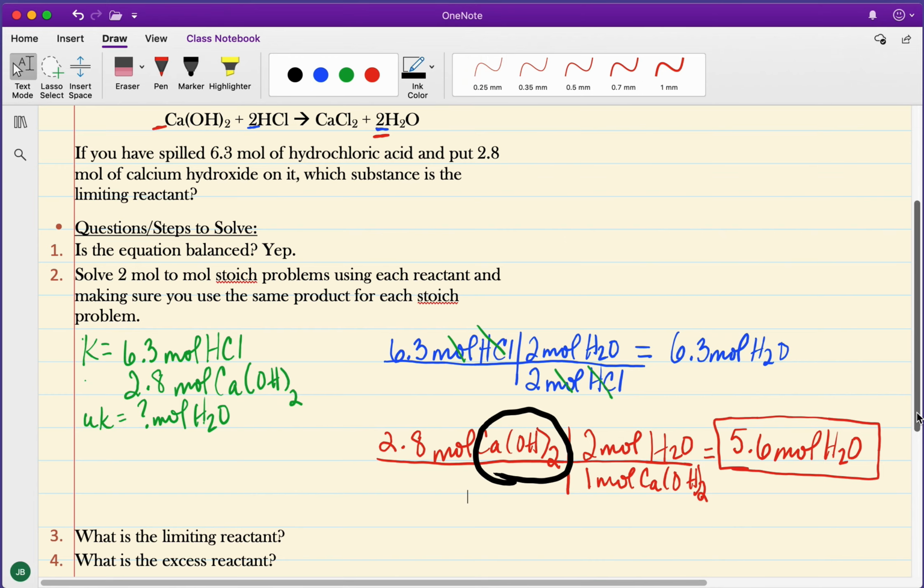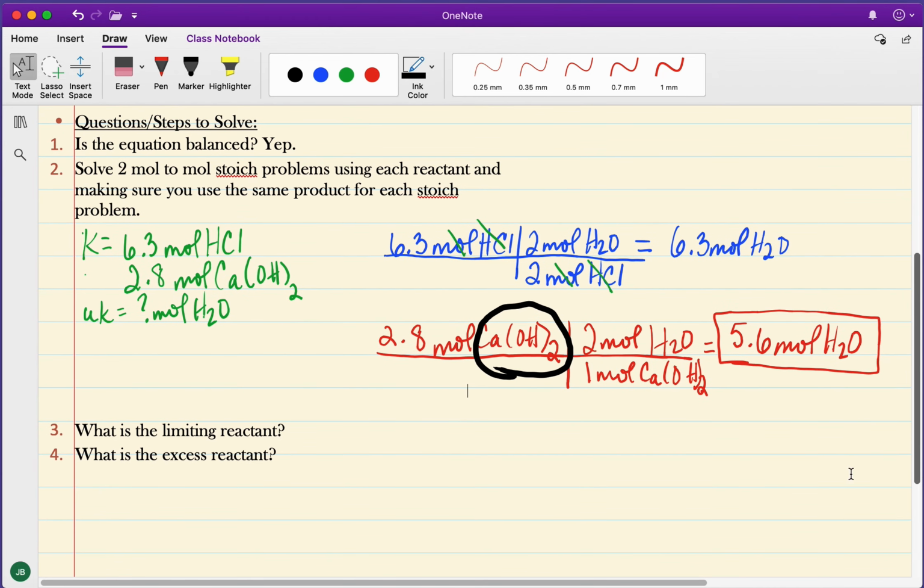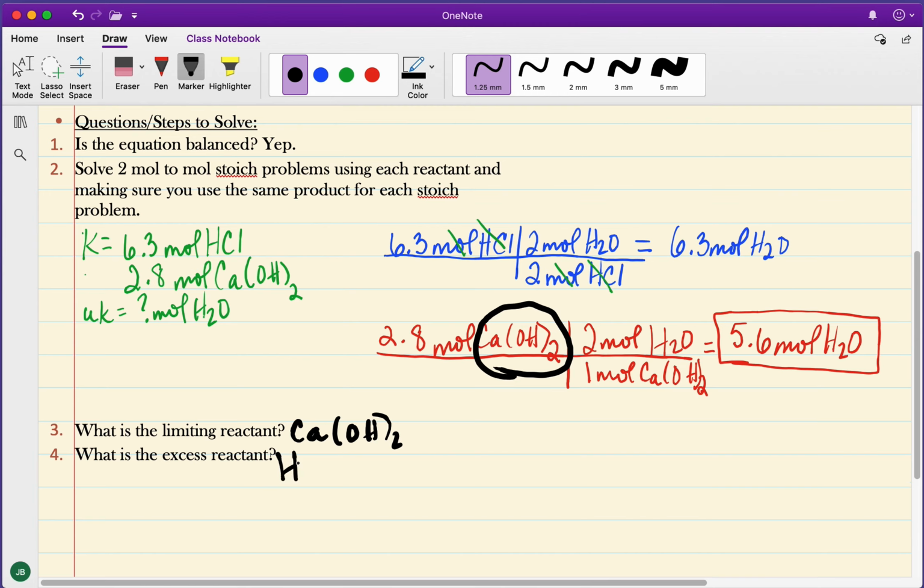So if we scroll down just a little bit, our limiting reactant is going to be the calcium hydroxide. And then our excess reactant, which we are still going to have some left of, is going to be the hydrochloric acid. And how much water was produced in this reaction is going to be 5.6 moles of water. So that's how you would work a mole-to-mole problem.